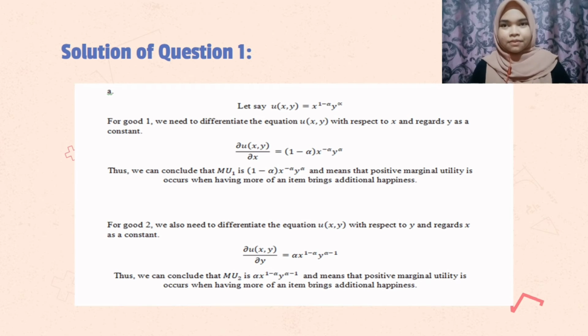For question 1a, for good one, we need to differentiate the equation of u with respect to x and regard y as a constant. Thus, we can conclude that MU1 is 1 minus alpha, x to the power of negative alpha, y to the power of alpha, and it means that positive marginal utility occurs when having more of an item brings additional happiness. For good two, we also need to differentiate the equation of u with respect to y and regard x as a constant. Thus, we can conclude that MU2 is alpha x to the power of 1 minus alpha, y to the power of alpha minus 1, and it means that positive marginal utility occurs when having more of an item brings additional happiness.